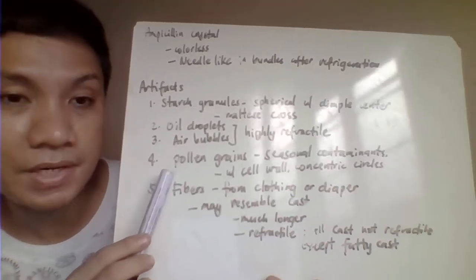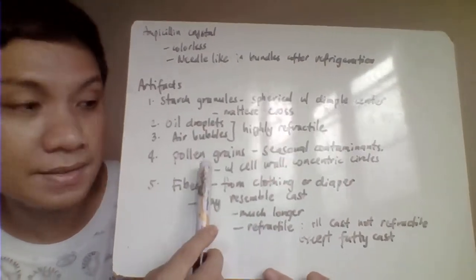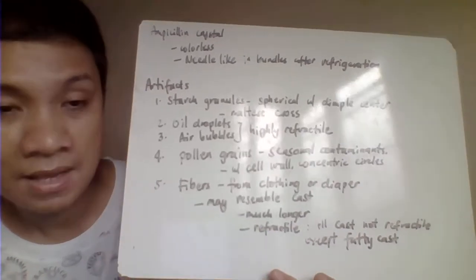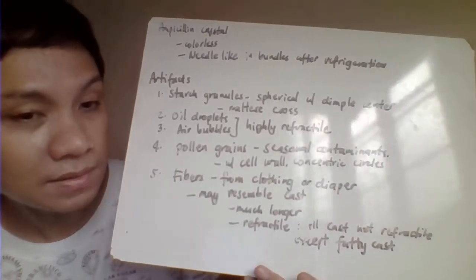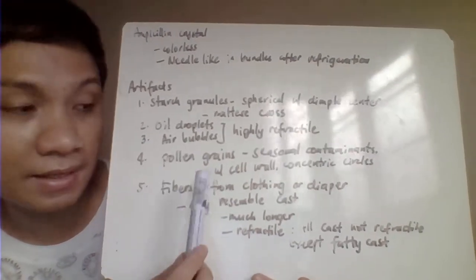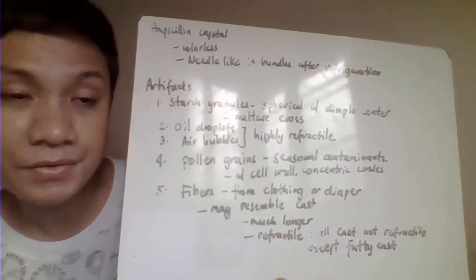Pollen grains are considered seasonal contaminants. This came out in our board exam before. The question was: a seasonal contaminant that would appear in the urine sample has a cell wall, since it comes from a plant, and also has concentric circles.